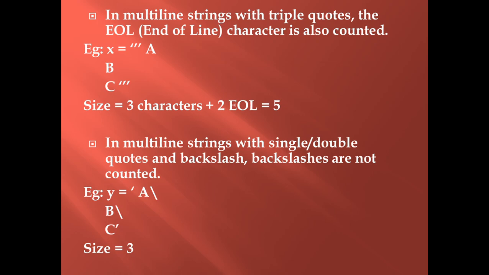But in multi-line strings with single or double quotes, we have to use a backslash at the end of every line. This backslash is not counted. See this example, y is equal to a backslash b backslash c. The size of this string will be 3.